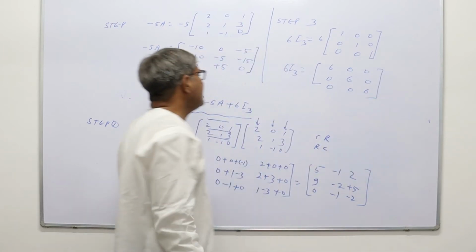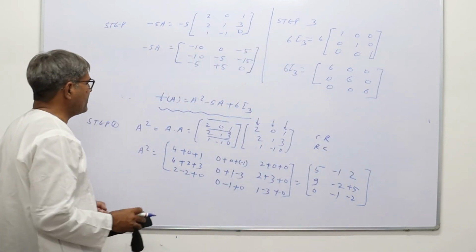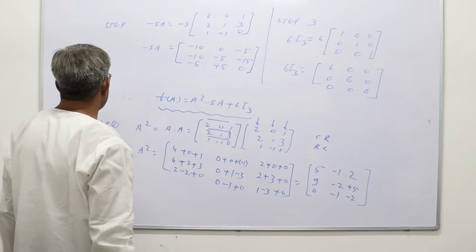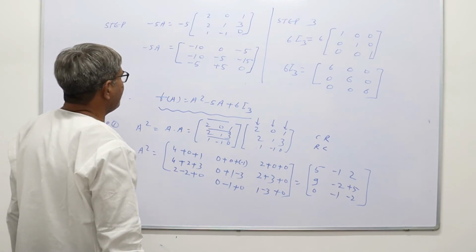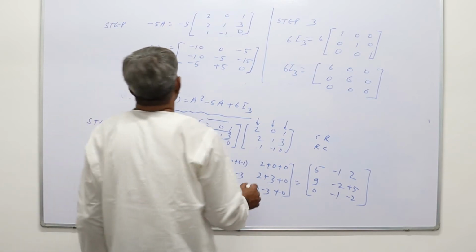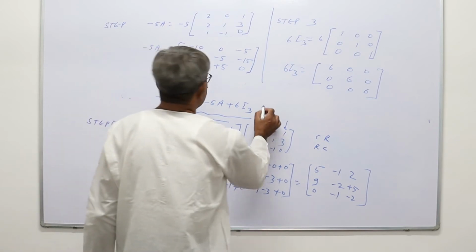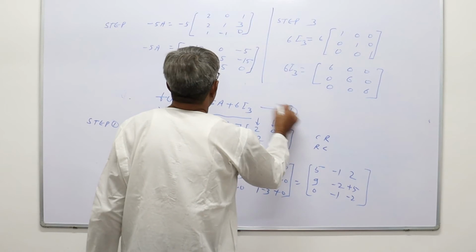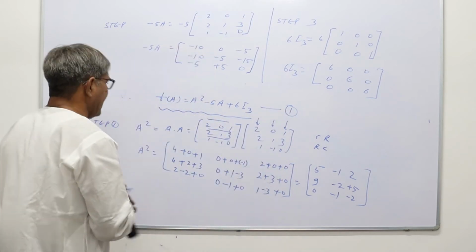This is 6I3. Now we have to substitute the values from step first, step second and step third in the matrix polynomial f(A) = A² − 5A + 6I.